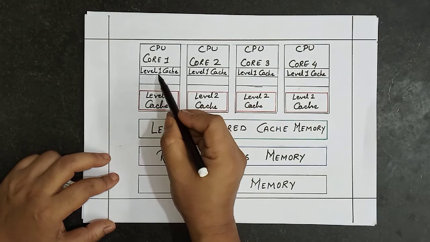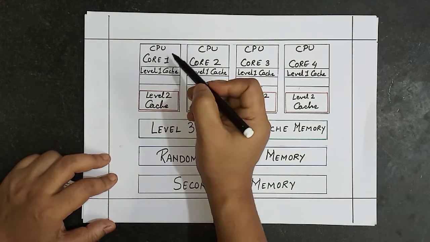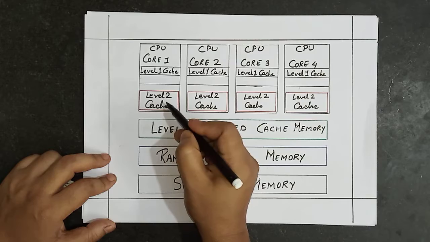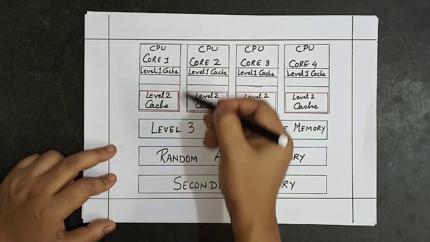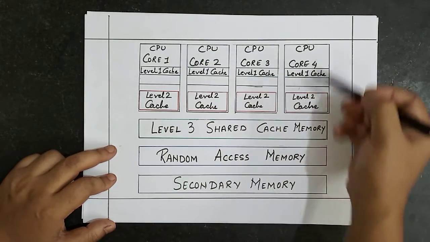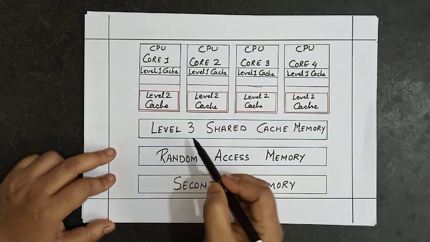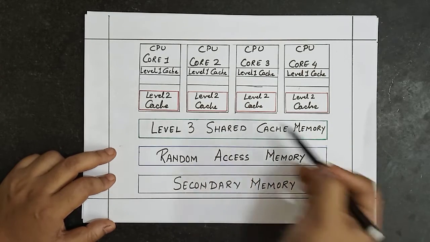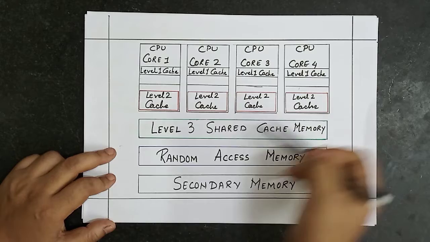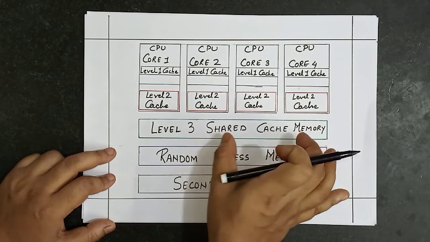As I have already told you, the level 1 is part of the CPU only, and the level 2 is not within the CPU, but it is within the CPU chip package only. But the level 3 is the shared cache memory, meaning every CPU core is going to share this level 3 cache memory.